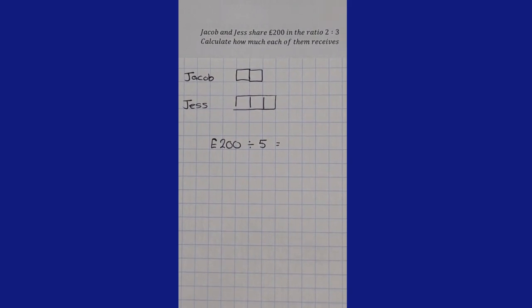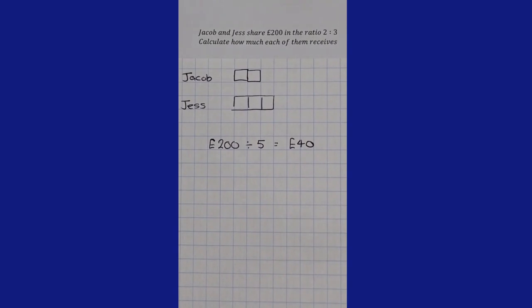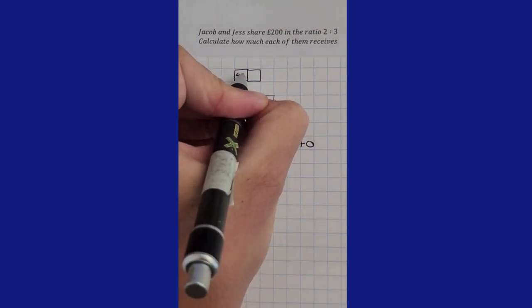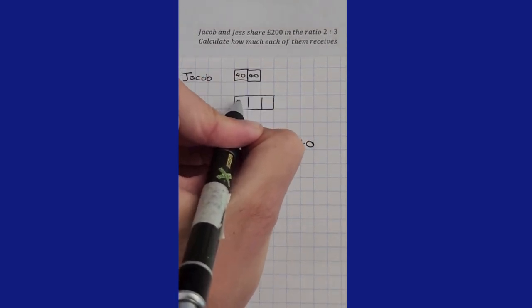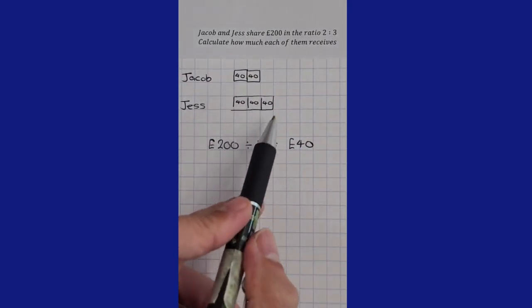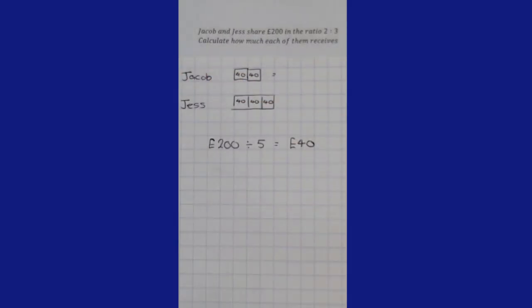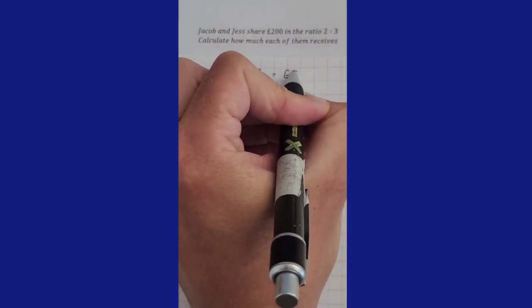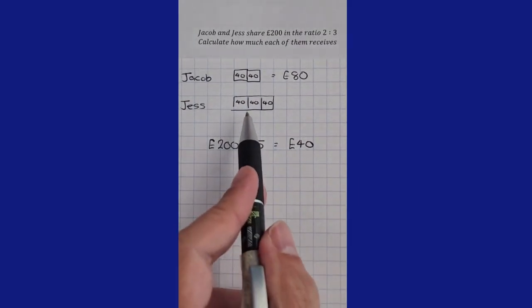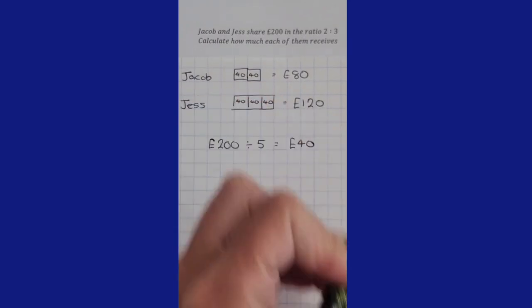So when I do 200 divided by 5, how many 5s in 20? Well, there's 4. How many 5s in 200? And that's going to be £40. That's my first step, because what that tells me is each of those boxes is worth 40. Now, you don't need to write this in, but it just helps visualize the question, because I can see that they clearly add up to 200. So it must work, which means that Jacob has got 2 lots of 40, which means Jacob received £80. And Jess has got 3 lots of 40, which means Jess clearly received 120.